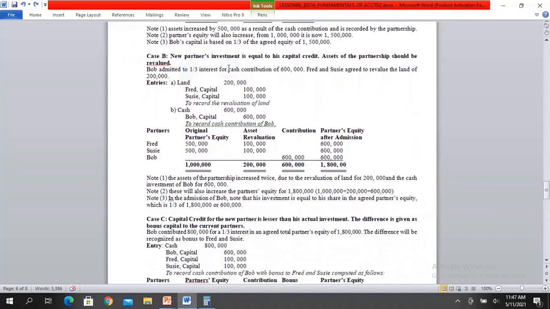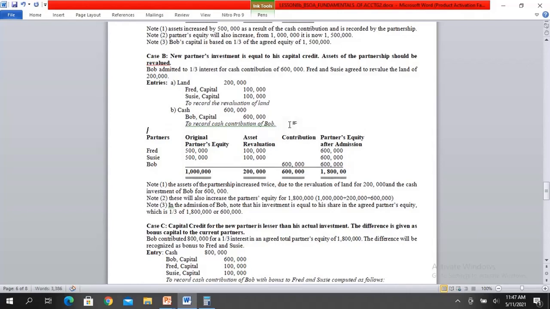Bob admitted 1/3 interest for cash contribution of 600,000. So, yung 1/3 na interest for a cash of 600,000. So, Fred and Susie agreed to revalue the land of 200,000. Ayan. So, tingnan natin kung paano yung computation dyan. So, si partner Fred, meron siyang original partner's equity na 500,000 kanina. Ganun din yung kay Susie. So, asset revaluation na 100,000.